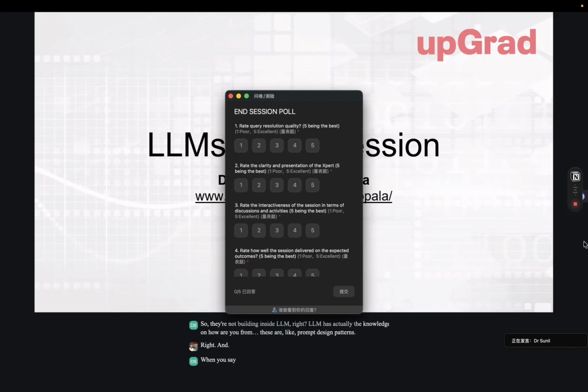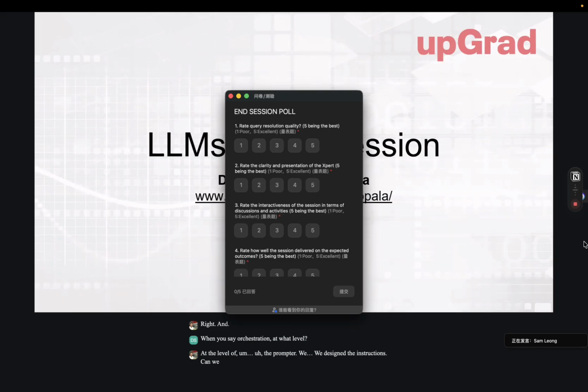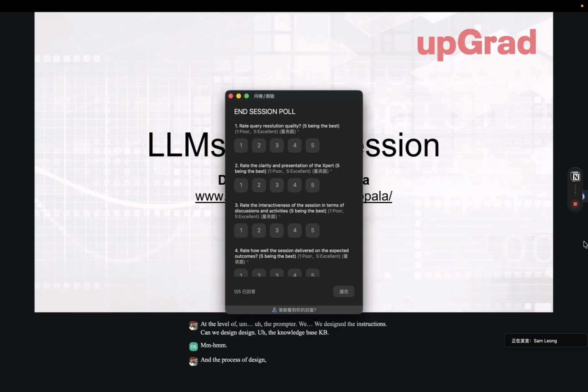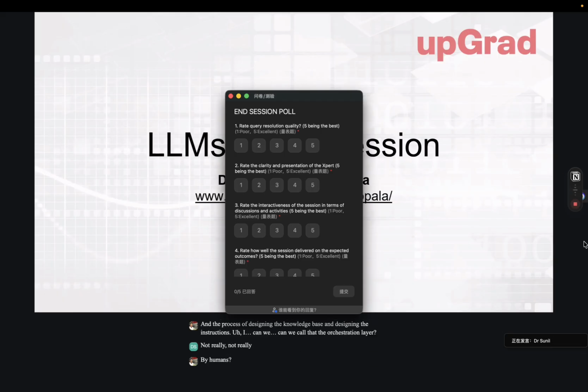And when you say orchestration, at what level? At the level of the prompter, we design the instructions, and we design the knowledge base (KB). In the process of designing the knowledge base and designing the instructions, can we call it the orchestration layer by human? Not really. There is an overlap you can see from an orchestration kind of activity, but just the chain of thought and all may not be called orchestration.